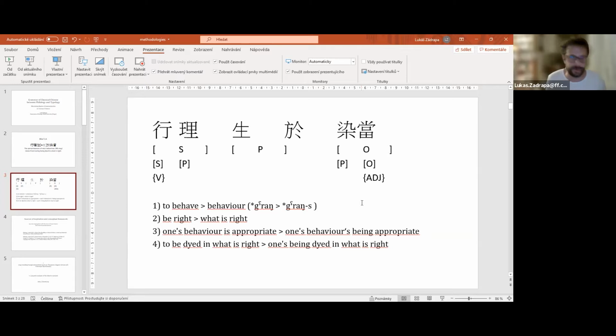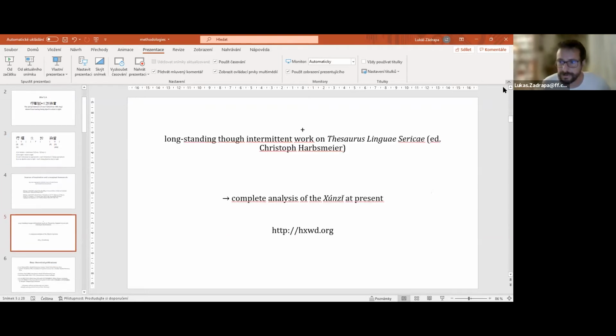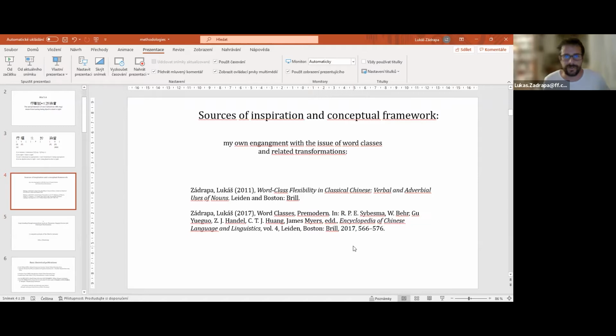So we maybe should start to. That was my impression, that we should start distinguishing these degrees of nominalization. So let us look on what. Sorry. So I have these sources of inspiration in a conceptual framework.